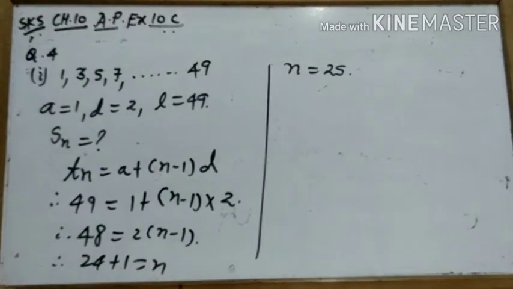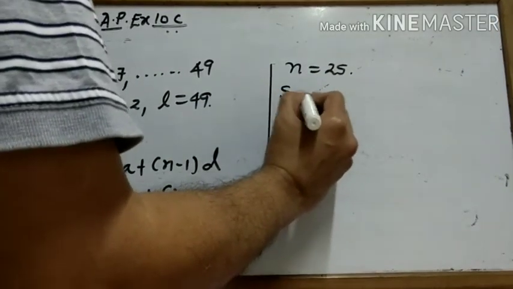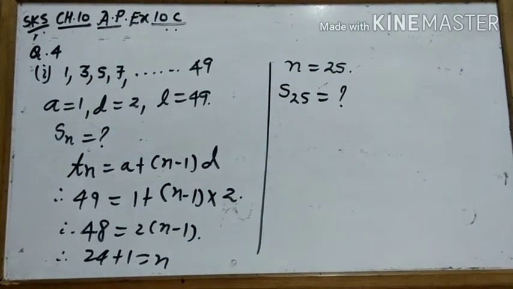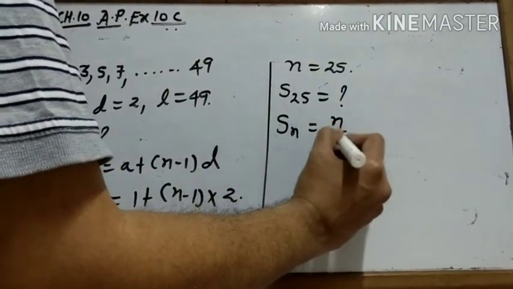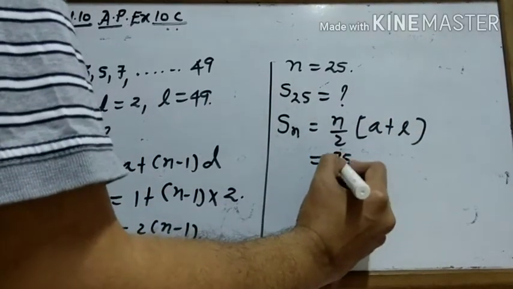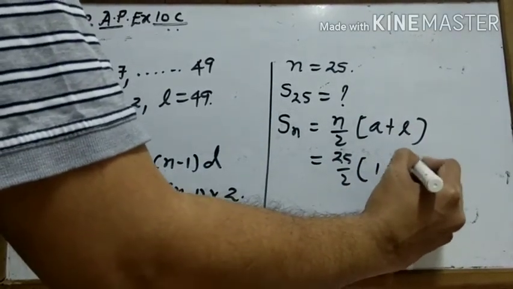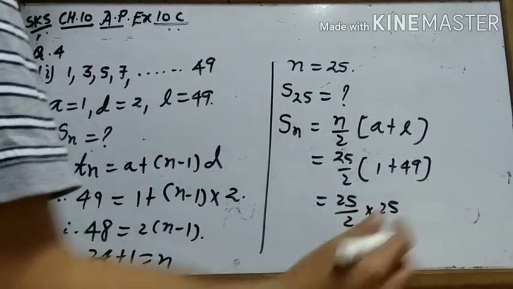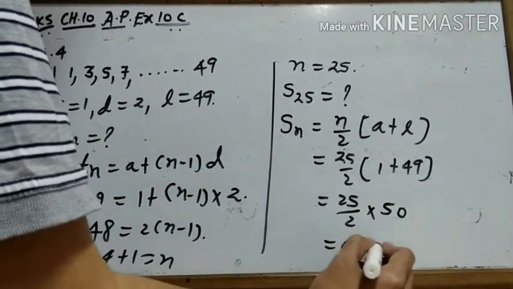My dear friends, now the sum of so many terms, that is S25, we are supposed to find out. Ultimately we are supposed to find out S25. Now this S25 could be found out by both the formulas, but I will use the second formula this time because it is easier: n by 2 times (a plus l). 25 over 2 into bracket, a is 1 and l is 49. So 25 over 2 multiplied by 50, and you'll get the answer as 625.